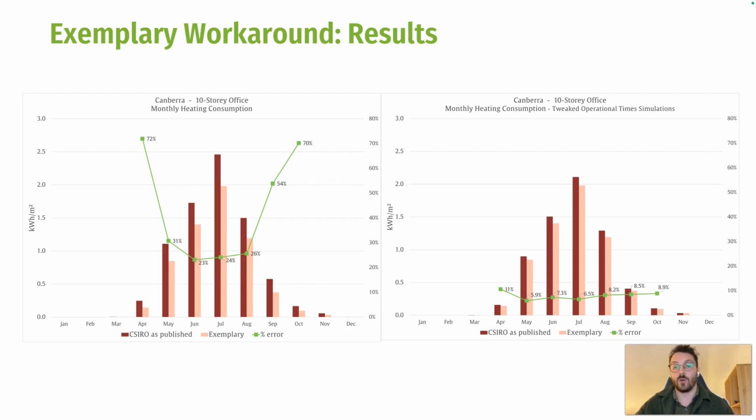That means that although with lower percentage errors compared to the CSIRO RMYs, the monthly cooling requirements were lower, and the monthly heating requirements were higher compared to the SMYs. However, when simulating these weather files with tweaked operational times, the results were almost identical to the Exemplary SMYs, which is confirming that the discrepancy in the results is caused by the 30 minutes time offset in the CSIRO solar data.